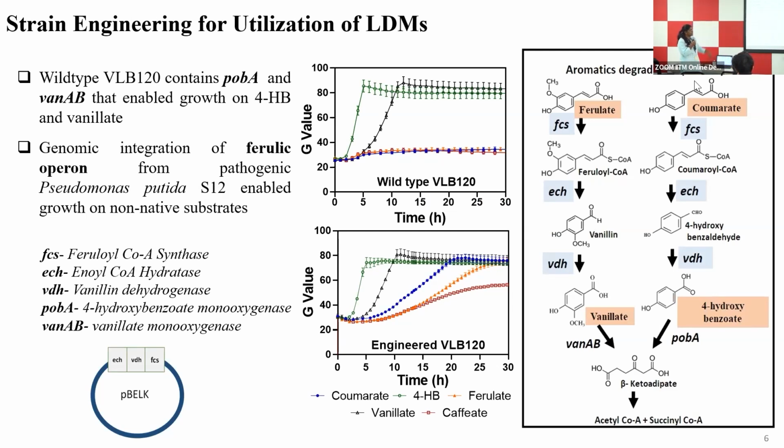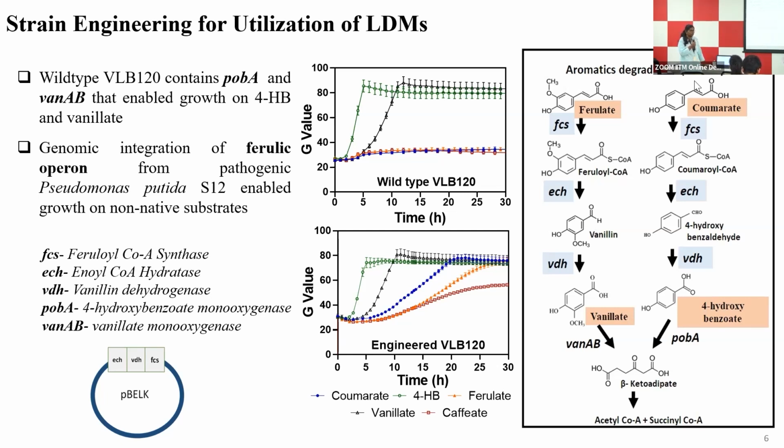So this is the aromatic degradation pathway. Generally, it's in other Pseudomonas strains. It does not take up caffeate and those are very difficult. It can only take 4-hydroxybenzoate and vanillate.